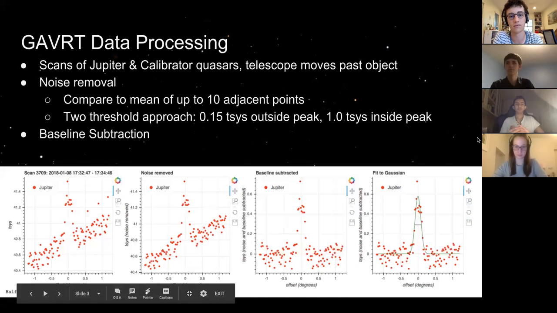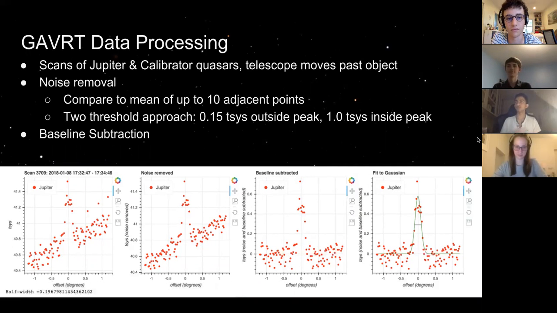So in terms of data processing, there were three main sections to our process: noise removal, baseline subtraction, and Gaussian curve fit. First we need to remove the noise from the data. For each data point, we compared it to the 10 most adjacent points, 5 before and 5 after. And we used a different threshold to determine whether it needed to be removed or not. Of course, on the base, the threshold was lower than on the peak.